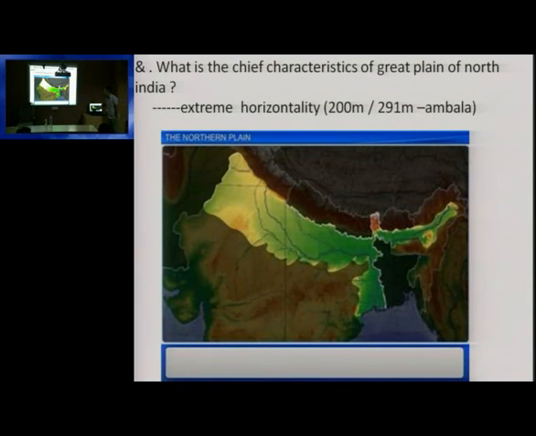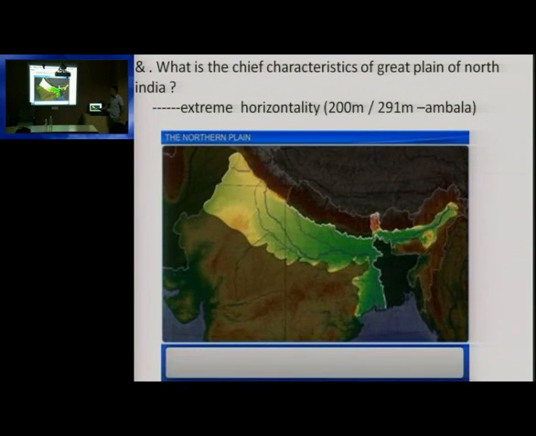I am not going to discuss this is west, this is east, something like that. I'll tell you the chief characteristics. See, 200 meters is the mean sea level in this part, on the eastern. 291 is in this region. Now, from this region to this region, it is somewhere around 2000 plus kilometer. Now, in covering 2000 plus kilometer, the difference is only 91 meter.